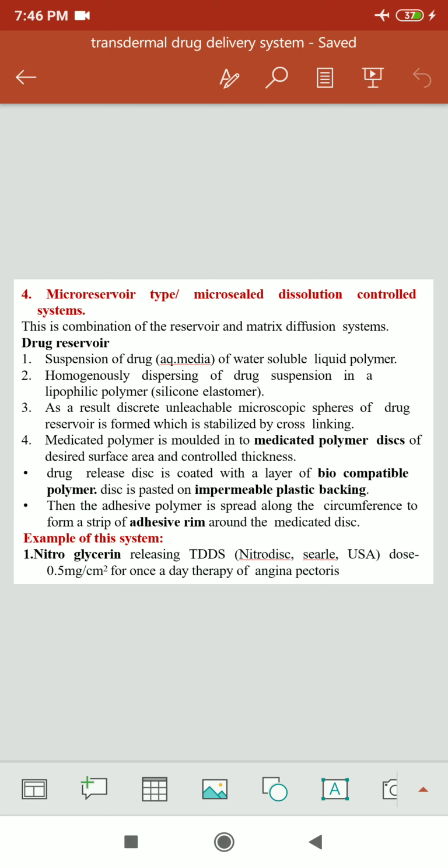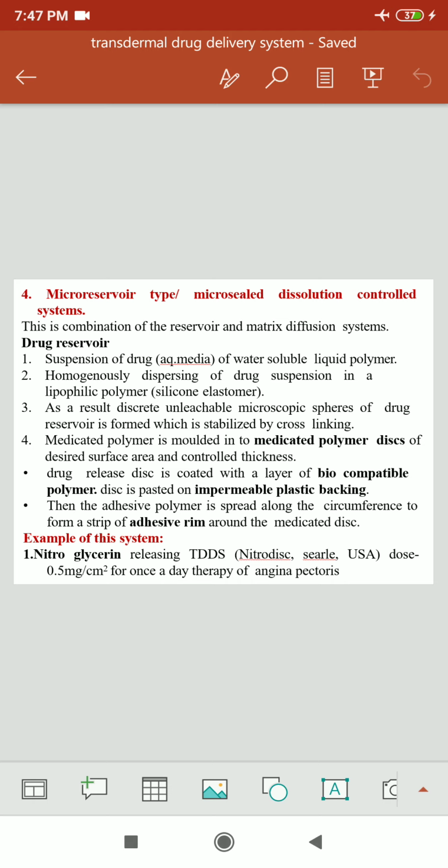Now the micro reservoir system, which controls the drug release through the skin. It is a combination of reservoir and matrix diffusion systems. In this, a suspension of the drug is prepared by dispersing the drug into an aqueous medium, and then the drug suspension is homogeneously dispersed in a lipophilic polymer. After that, they are stabilized by cross-linking.